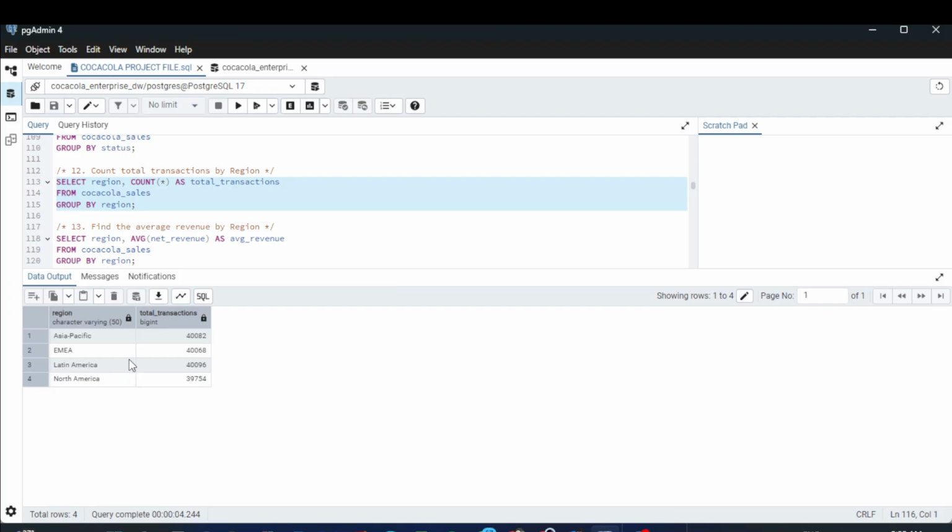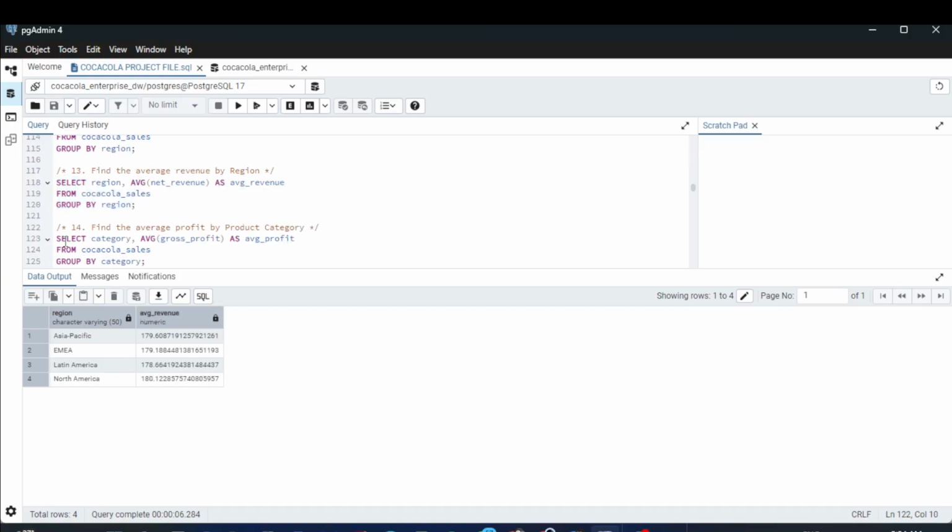Now we want to find the average revenue by region. For us to get that, we select the region and the average revenue as average revenue from Coca-Cola sales. So this will give you the average revenue for all of them. The one that has the highest average revenue is North America.